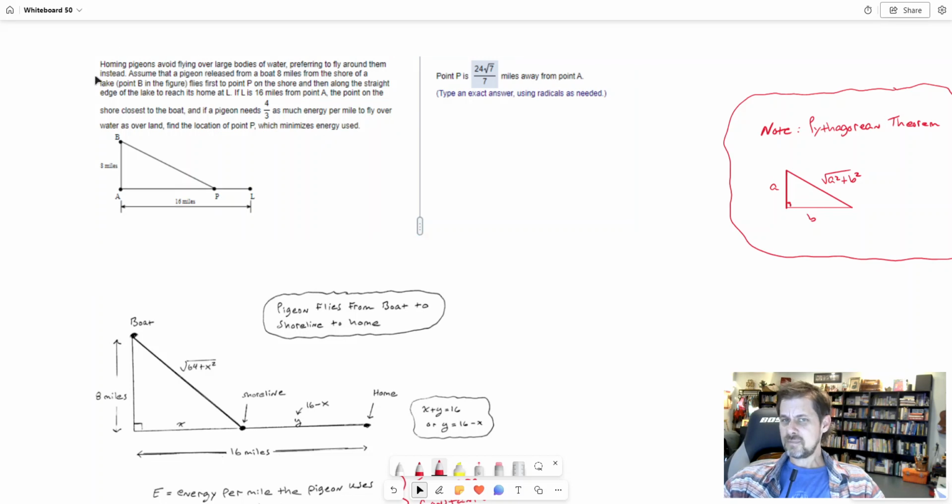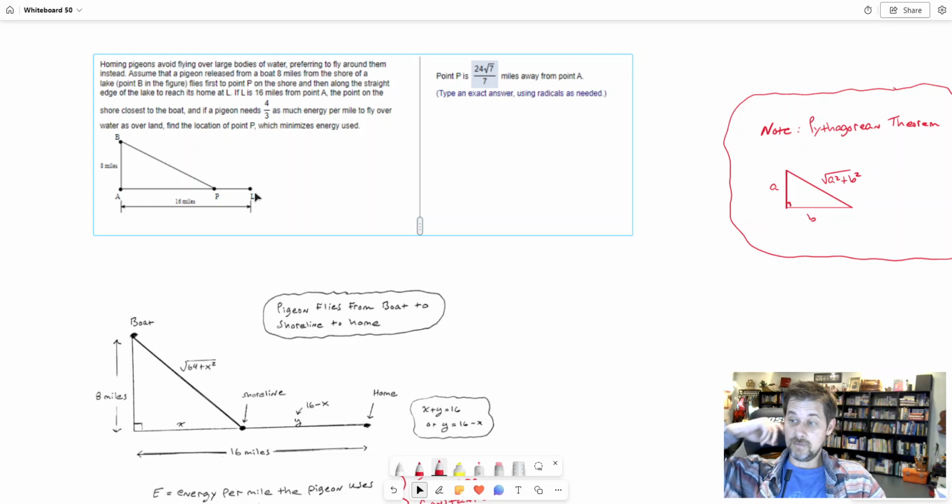It says that we're going to release a homing pigeon. So say its home is at this point L, and we release it out over a body of water at this point B. Okay, so it will fly to the shoreline, and then it wants to take the shortest path it can back to its home at point L. So point P is this point it flies to on the shoreline, and we don't know where that point is. It's just somewhere along the shoreline right here. And then this point L is where it flies to from there to get home. Homing pigeons want to find their home, okay?